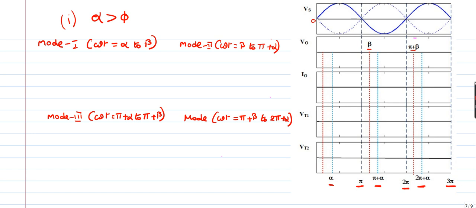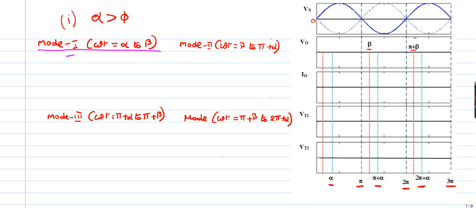Alright. So my first mode is from alpha to beta, second mode is from beta to pi plus alpha, third mode is from pi plus alpha to pi plus beta, fourth mode is from pi plus beta to 2 pi plus alpha. These are the four modes. So we'll start with the first mode.